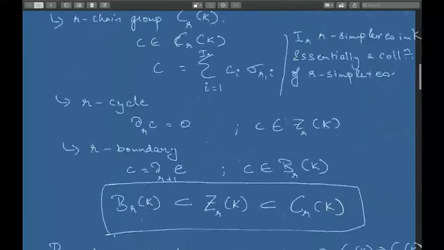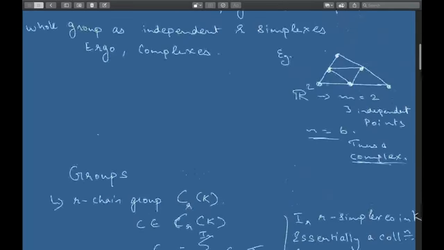Then you have r boundaries, which is nothing but: if c is the differential of another simplex or a complex, then c is an r boundary or in a boundary group, and the collection of c forms a boundary group, right?